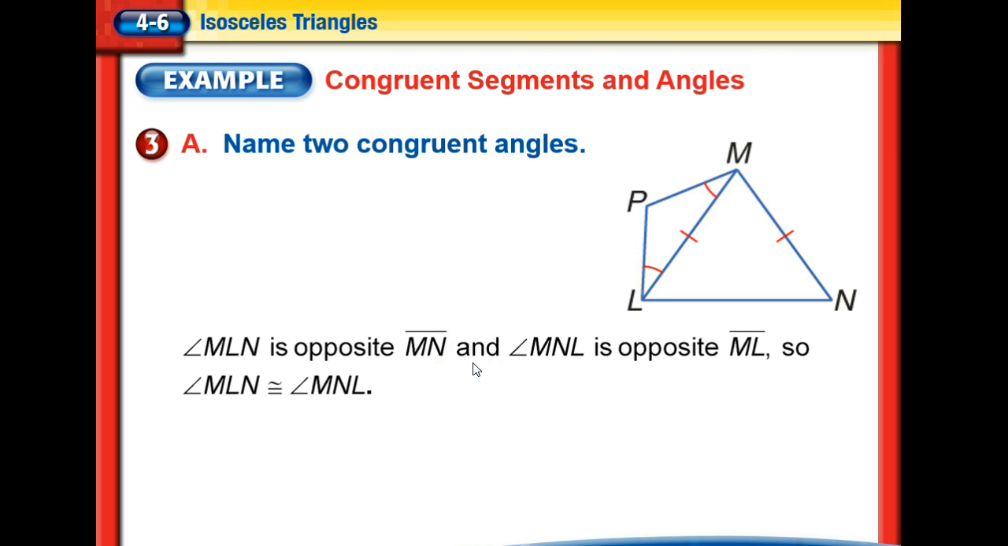So MLN is opposite of MN, and angle MNL is opposite of ML. So angle MLN is congruent to angle MNL. So they're using these two base triangles here, the two angles that weren't marked as congruent. I would have just named the two that are in the picture. But they're also correct that this angle down here, MLN, is congruent to angle MNL based on these two sides being congruent.